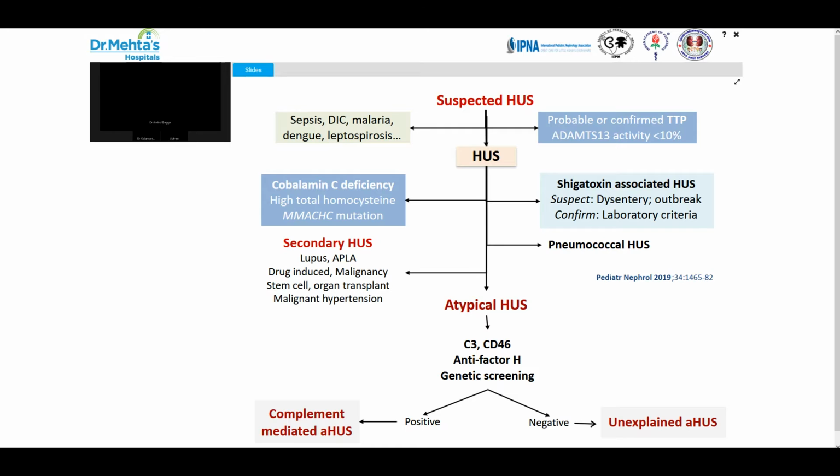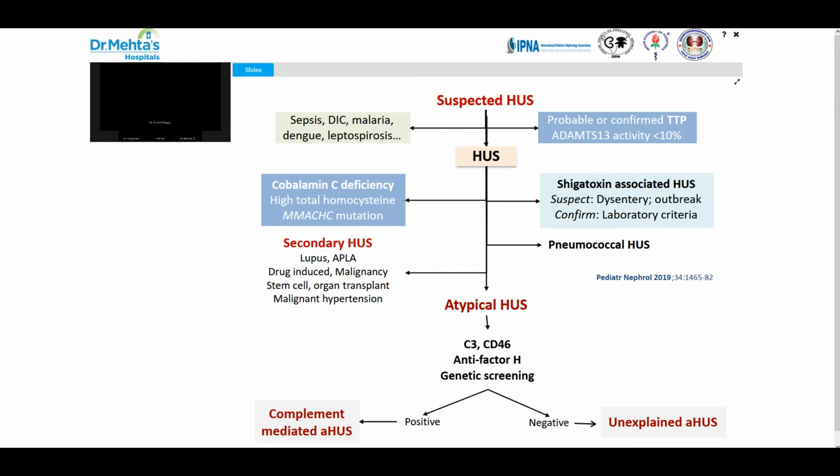One should exclude conditions that can cause secondary HUS, and these are listed here: presence of lupus, the APLA syndrome, and so on. And if all these things are excluded, then you start thinking about atypical HUS.